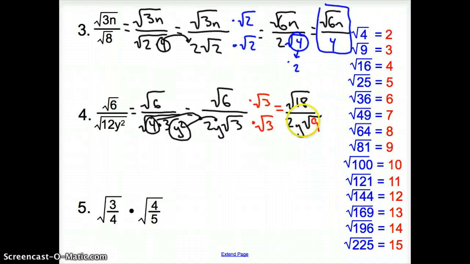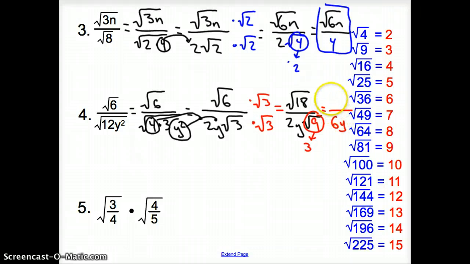Now, can we clean this up a little bit? What is the square root of 9? The square root of 9 is 3, so I'm going to take 2 times 3 to get what? 6y. So on the bottom, I'm going to have 6y.